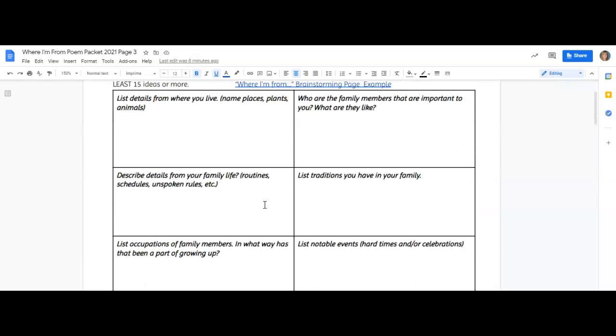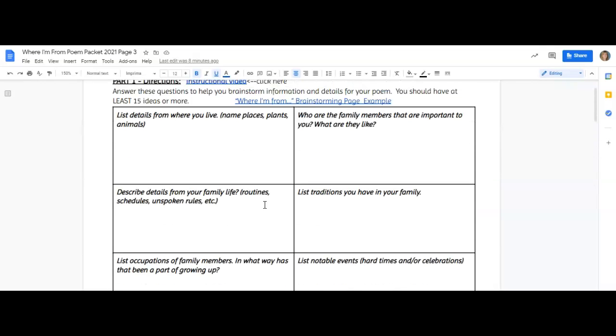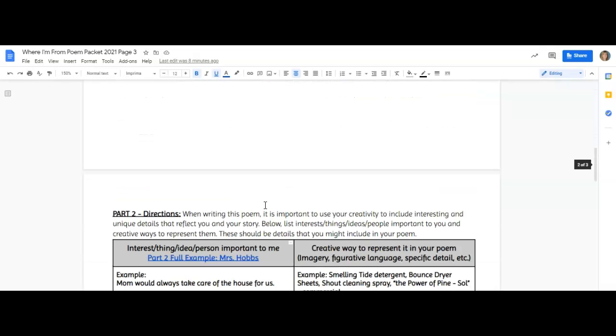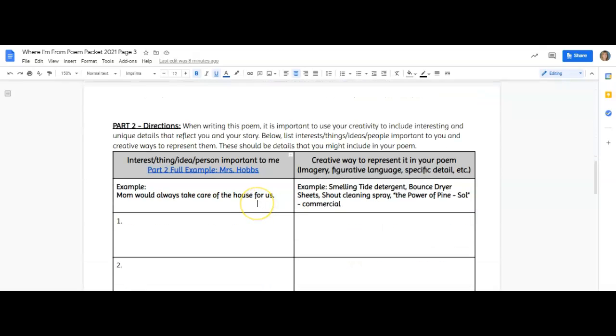So when you come up here, I'm guessing that some of them might be jumping off the page more than others, things that you're like, wow, if I'm going to write a poem about who I am and where I come from, the ones that you're like, I really want to make sure I include these. And then you're going to take it down here and figure out how can you creatively share that idea.